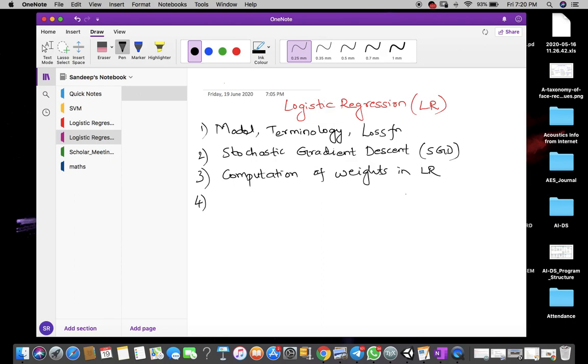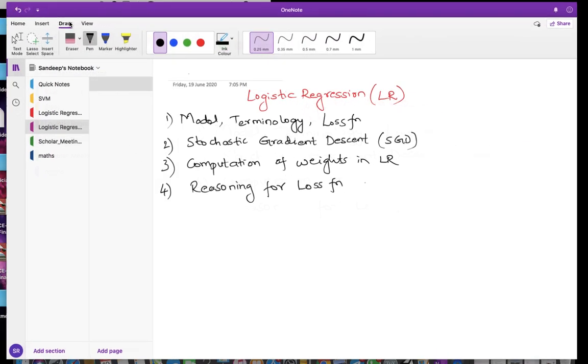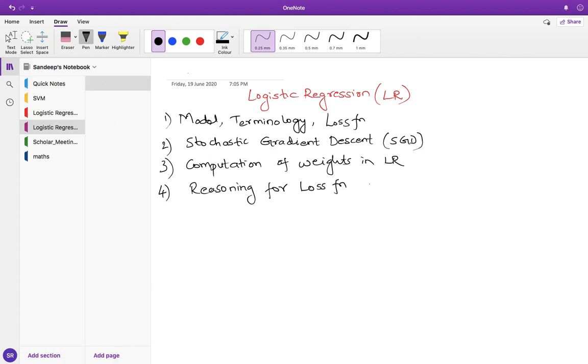And the fourth one is about the reasoning for using a particular loss function in logistic regression. There we can use many loss functions, but a particular loss function is being used in this video or in this topic. Let us know the reasoning why we use that particular loss function. So these are the four broad categories into which I have split the discussion.